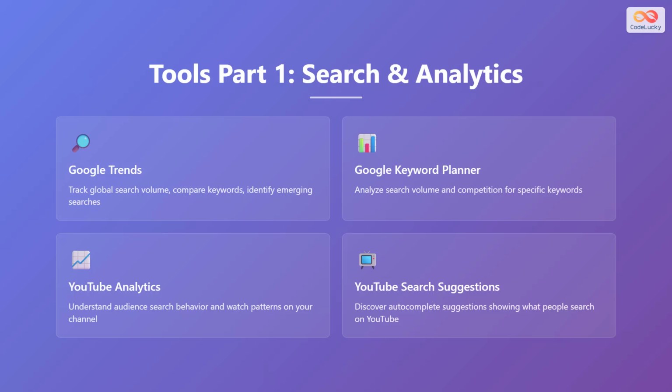Let's explore the essential tools for trend research. Google Trends allows you to track global search volume, compare keywords, and identify emerging searches in real time. Google Keyword Planner helps you analyze search volume and competition levels for specific keywords. YouTube Analytics gives you deep insights into your audience's search behavior and watch patterns directly on your channel. And YouTube Search Suggestions show you the autocomplete suggestions that appear when people search on YouTube, revealing exactly what people are looking for. These four tools form the foundation of your research toolkit.